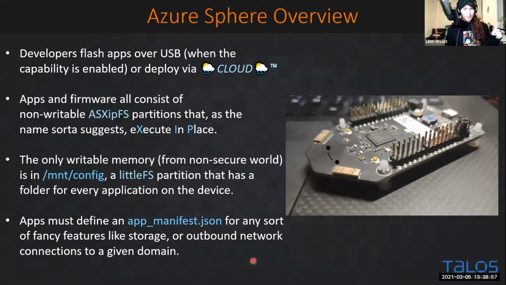Another interesting thing about this device is that when a developer flashes an application, it needs an app_manifest.json, which is like a schema file for what it's allowed to actually do. This may sound extreme, but even for such trivial tasks as connecting to one IP address, it has to be defined in your JSON file. Even if you want to have 4 kilobytes of storage, that needs to be defined in the app_manifest.json. So it's very granular and pretty locked down.